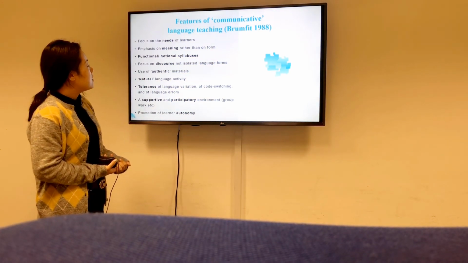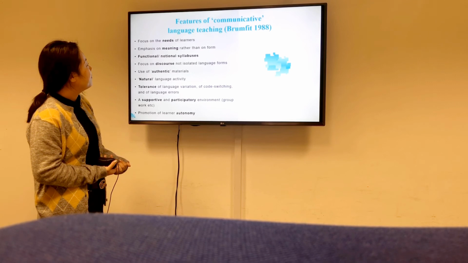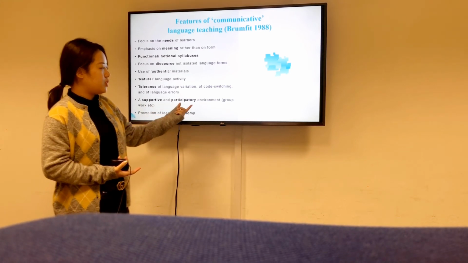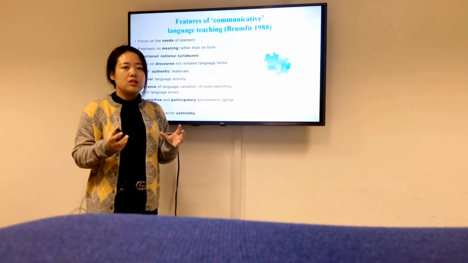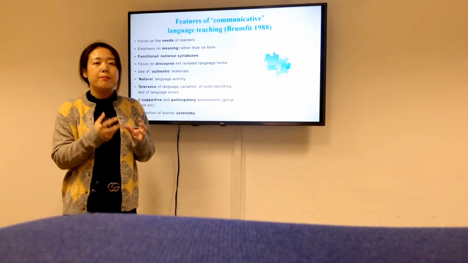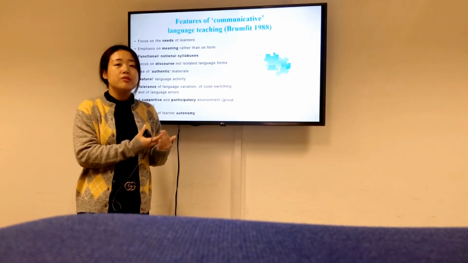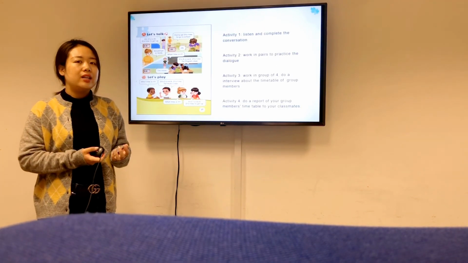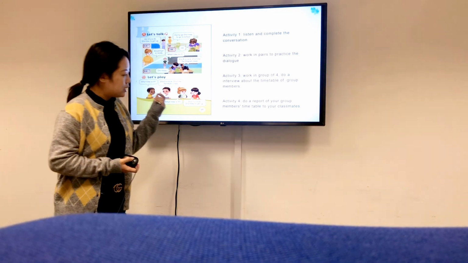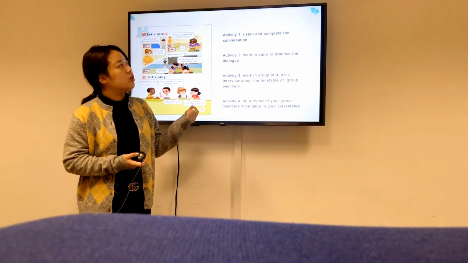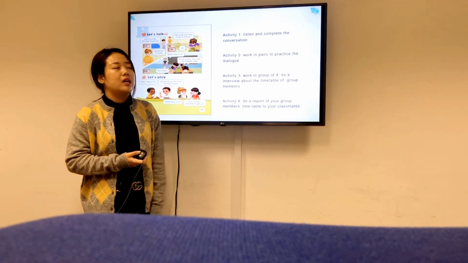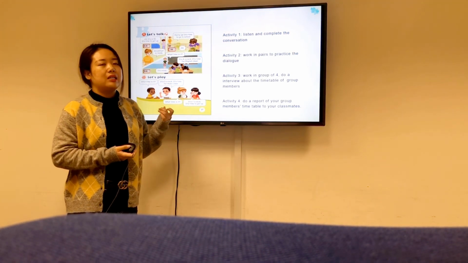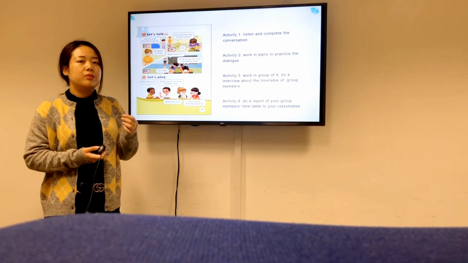And then we can see there is a supportive and participatory environment. All the students can join in a group and they can make conversations and communicate with each other. So in the class in China, when we're using the textbook, we also use the principles of CLT. So that is all about the analysis of my textbook, the PEP English book in China.